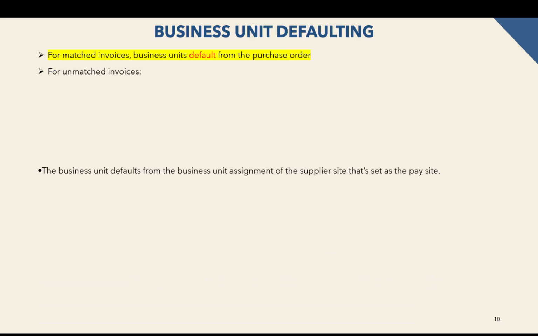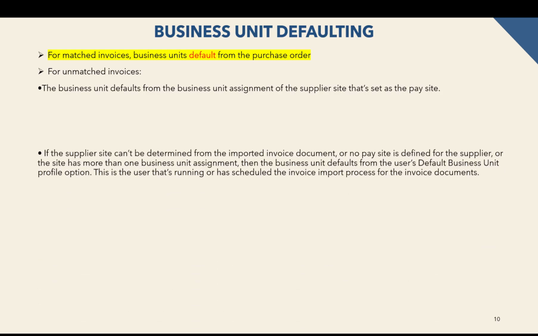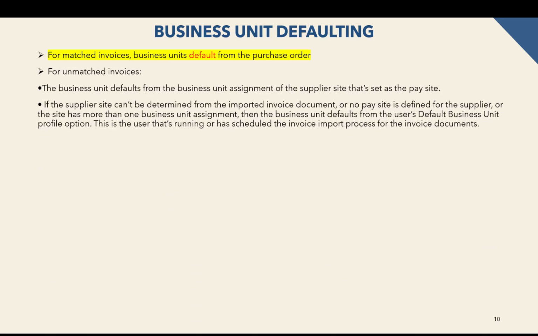For unmatched invoices, the business unit defaults from the business unit assignment of the supplier site that sits as a pay site. If the supplier site cannot be determined from the imported invoice document, or no pay site is defined for the supplier, or the site has more than one business unit assignment, then the business unit defaults from the user's default business unit profile options. And also there are specific profile options to assign a default business unit to specific users. I will also show you later how to do this.